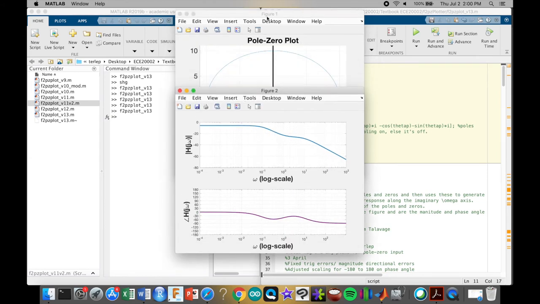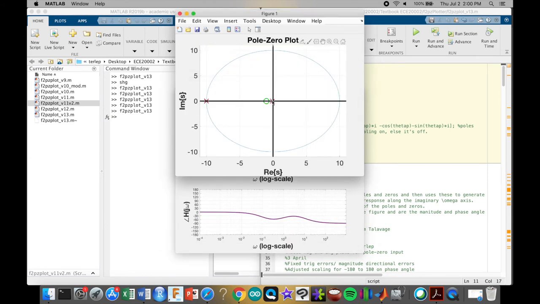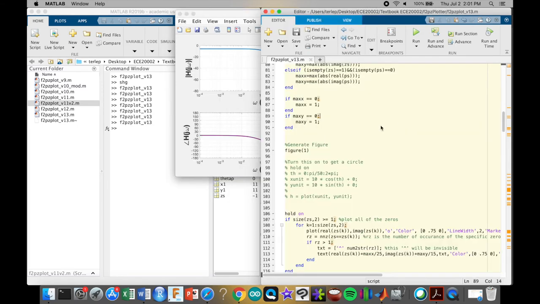So let's look at our pole-zero plot to make sure we have it first. So this is a tenth. It's not quite at 0. This is 10. So we have some weird scaling going on. Okay, so there you go. I turned off your circle for you.